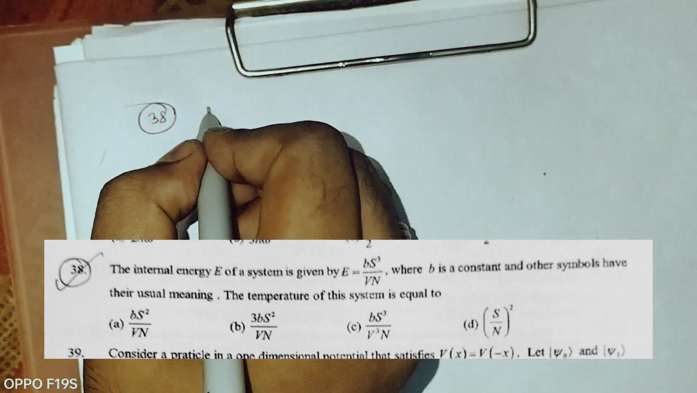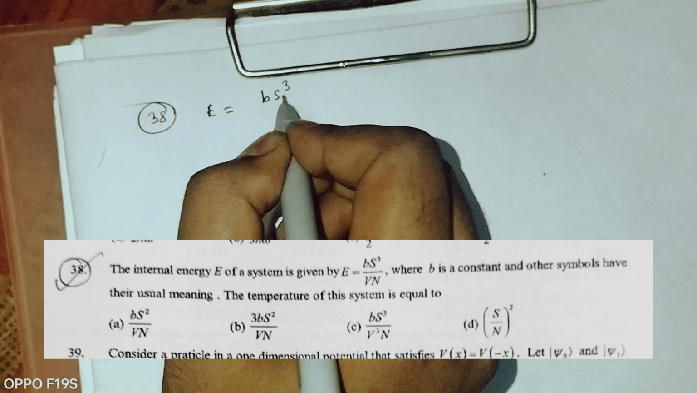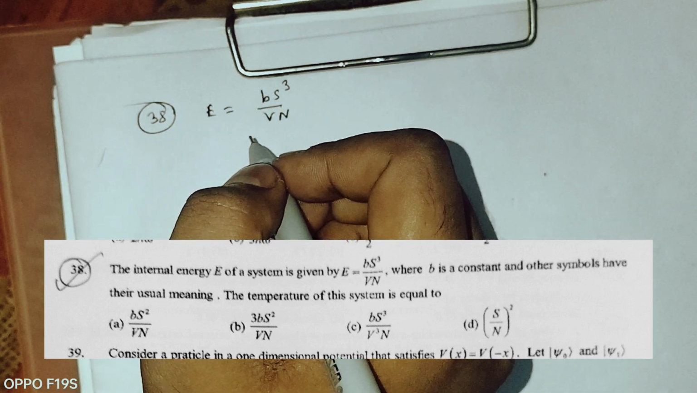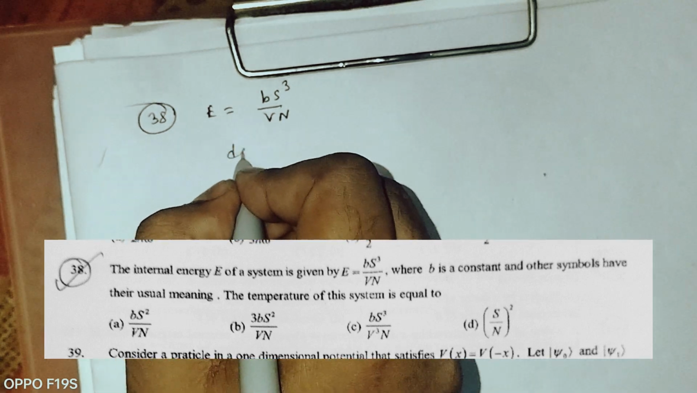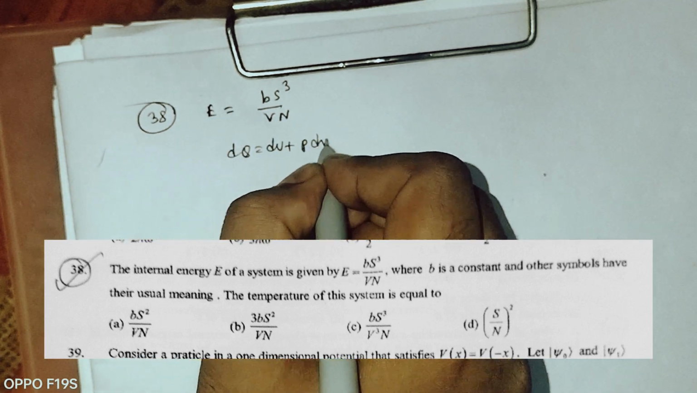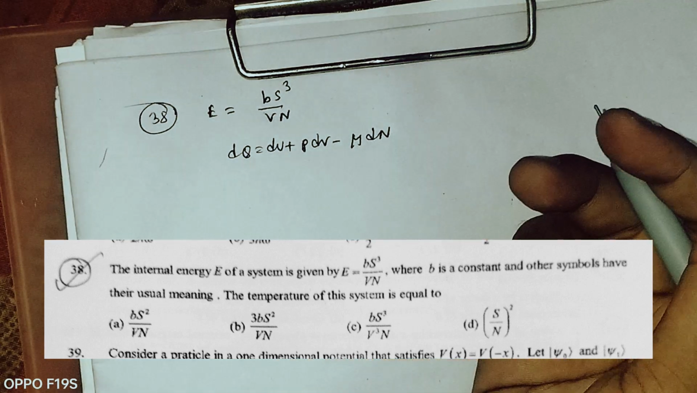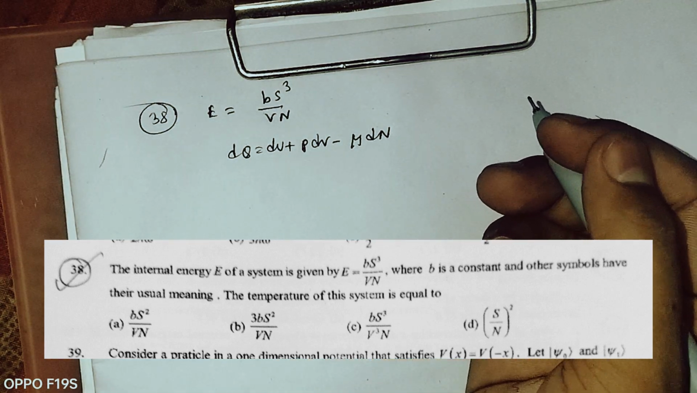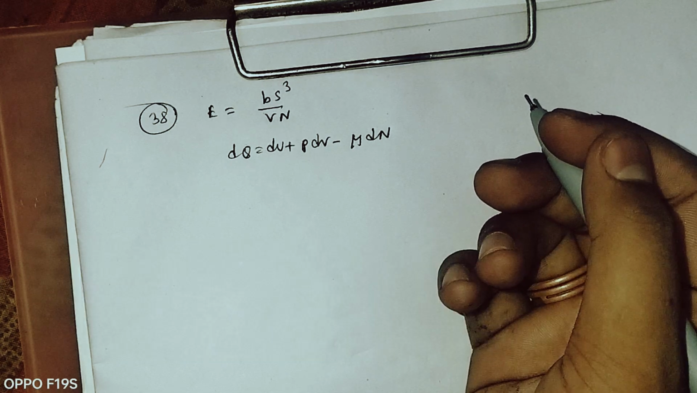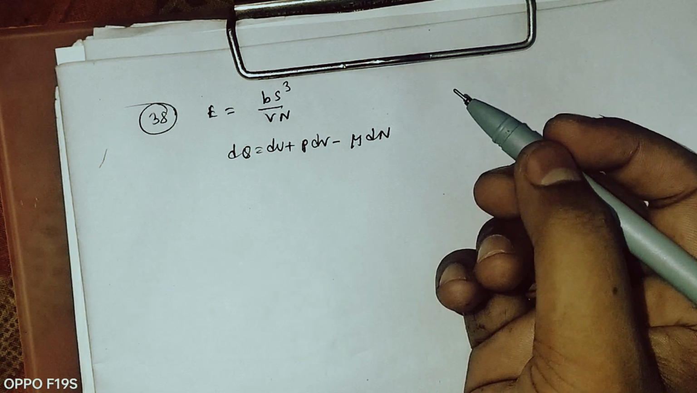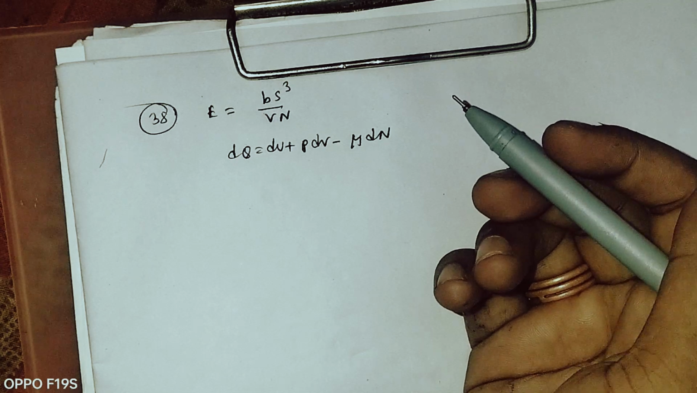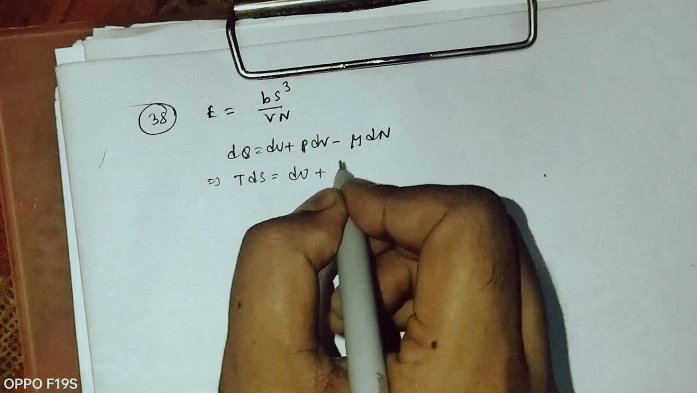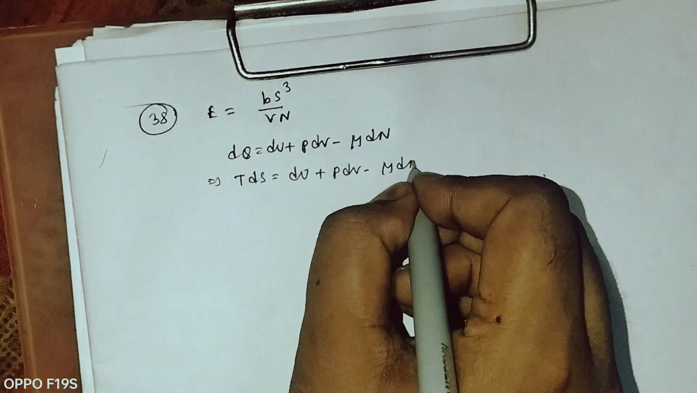Okay, so you are given that E equal to B S cubed by V N. You need to find the temperature of the system. So you know dQ equal to dU plus P dV minus mu dN, where mu is the chemical potential and P is the pressure and dU is the internal energy. dQ equal to the absorbed or emitted heat by the system. Fine. And this is the first law of thermodynamics, so you can write dQ equal to T dS equal to dU plus P dV minus mu dN, right?